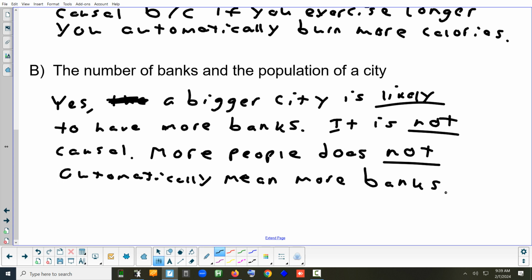Any question on that? So I'd say there could be a correlation, likely, but not causal.